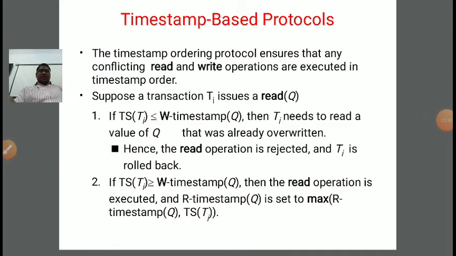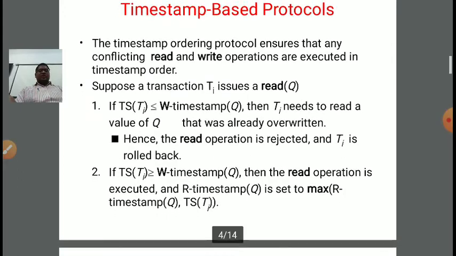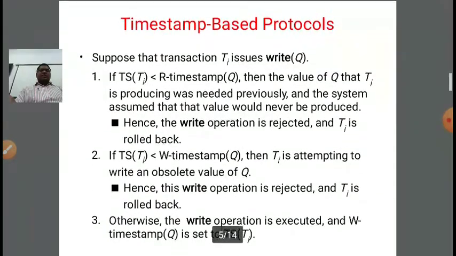Now second, if the timestamp of the current transaction Ti is greater than or equal to the write timestamp of data item Q, then the read operation is executed and the read timestamp on data item Q is set to the maximum of the read timestamp on Q and the timestamp of transaction Ti. So the maximum will be picked from the read timestamp on data item Q and the timestamp of the transaction Ti.